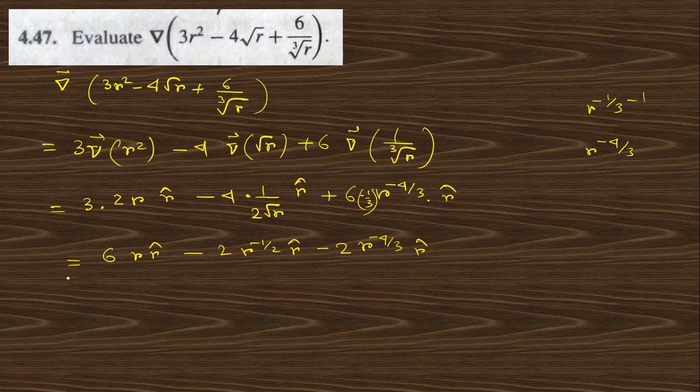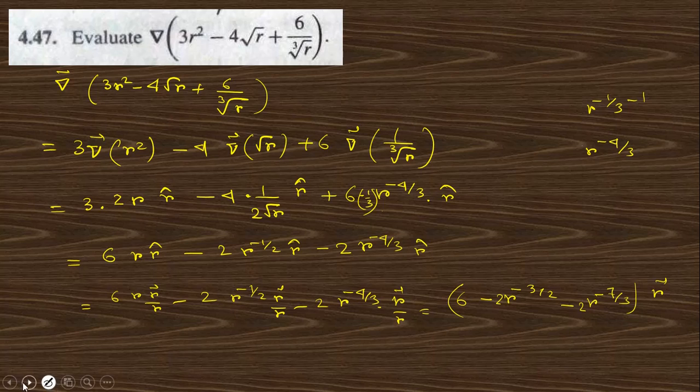If I put the value of r cap as r vector by r, so this will become 6 r vector by r minus 2 r to the power minus half r vector by r minus 2 r to the power minus 4 by 3 r vector by r, right? So you can say these r cancel out, so 6 r to the power minus 3 by 2, and this is minus 2 r to the power minus 7 by 3, and the whole you can take common as the r vector. This is the answer of this question. Go to the next question.